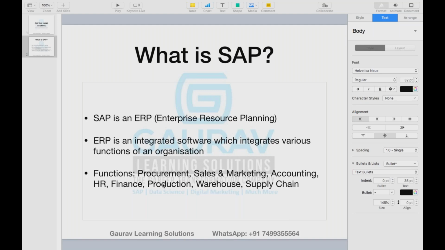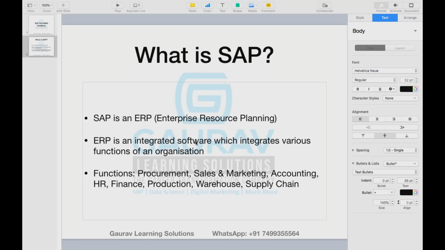For production, again a separate software. For warehouse, again a separate software. Supply chain, again a separate software. So most of the smaller companies are using independent software for each department. Now that is exactly the difference between the ERP and the normal software. When we say ERP, ERP is an integrated software.